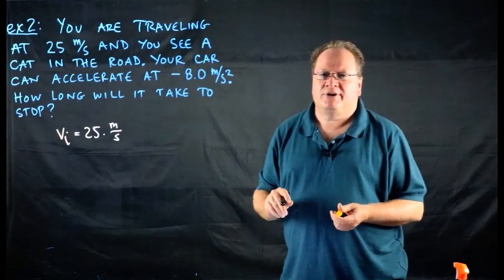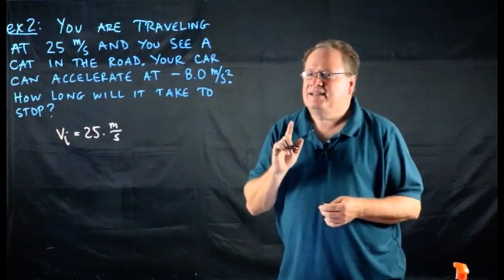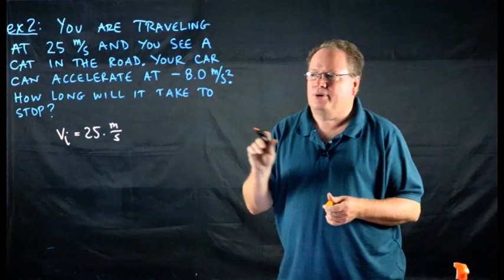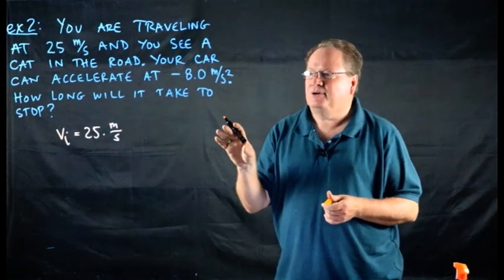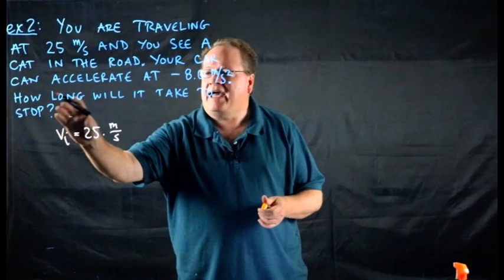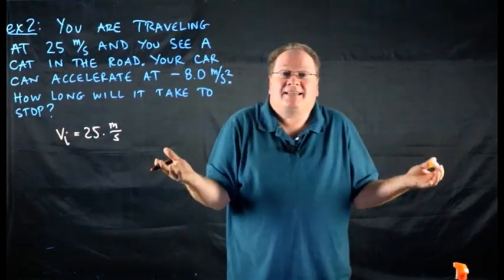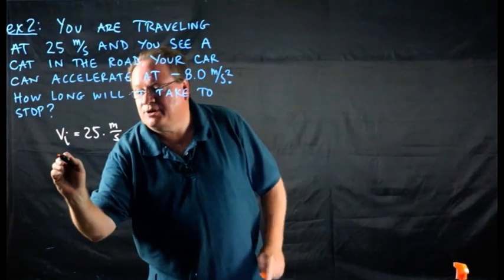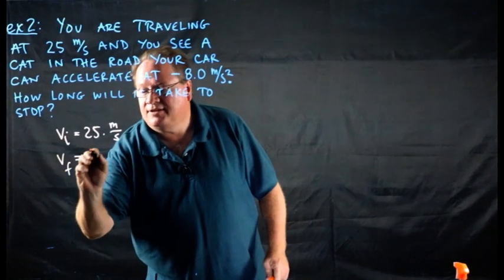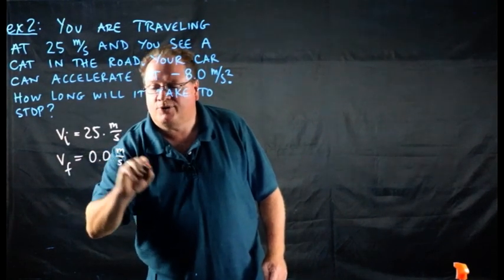Could you tell me what your VF, your final velocity is? They did not come right out and tell you in this question, but they did give you a clue. It says at the bottom, how long will it take to stop? Well, how fast is stopped? Stopped is 0. So we would say our VF is equal to 0.0 meters per second.